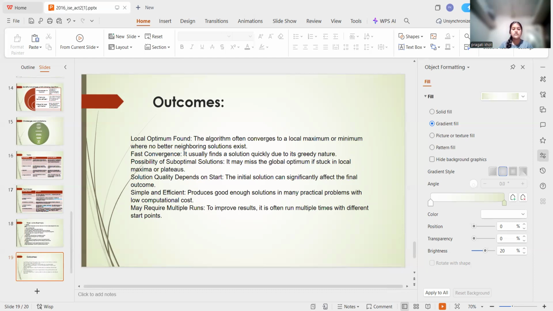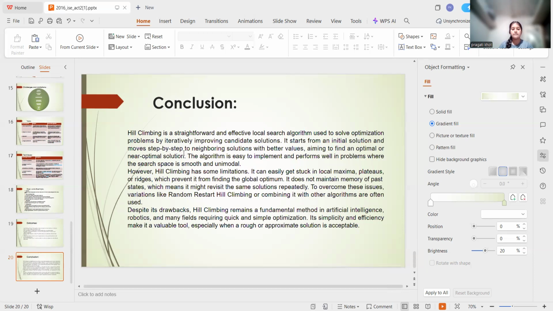This is the conclusion of this PPT. Hill climbing is a straightforward and effective local search algorithm used to solve optimization problems by iteratively improving a candidate solution. It starts from the initial solution and moves step by step to neighboring solutions with better values, aiming to find the optimal solution in the search space. Thank you.